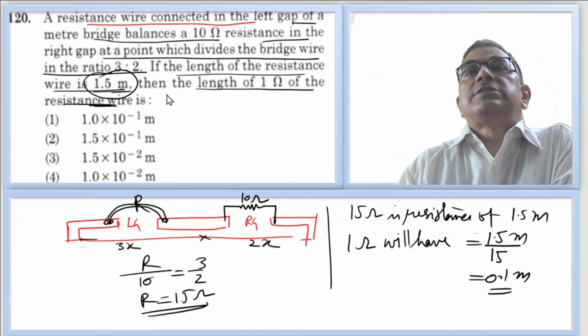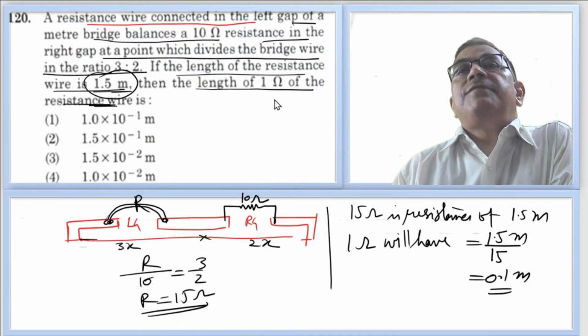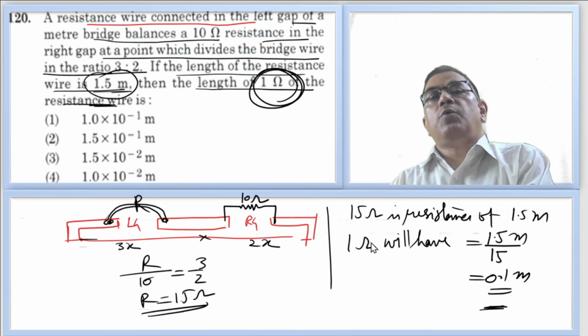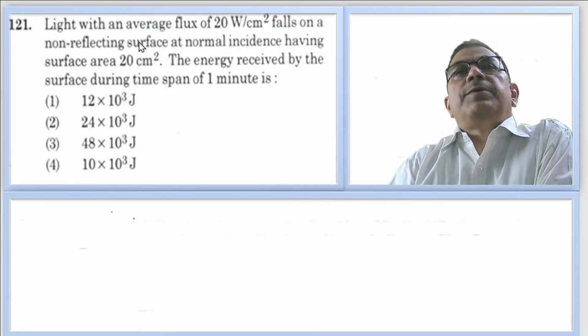So we have been asked, what should be the length of a wire which has 1 ohm resistance? Is that right? And the answer is equal to how much? And the answer is 0.1 meter. Now next part, let's look at this problem.